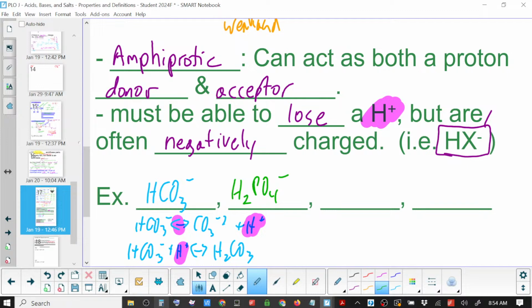So as long as there's an H and a negative, it can usually accept it. What's an example of one? HC2O4 negative. Yeah, that works, because that can go to H2C2O4 or it can become C2O4 minus. So it can either accept or donate a proton. Any other ones? HSO3 works perfectly.